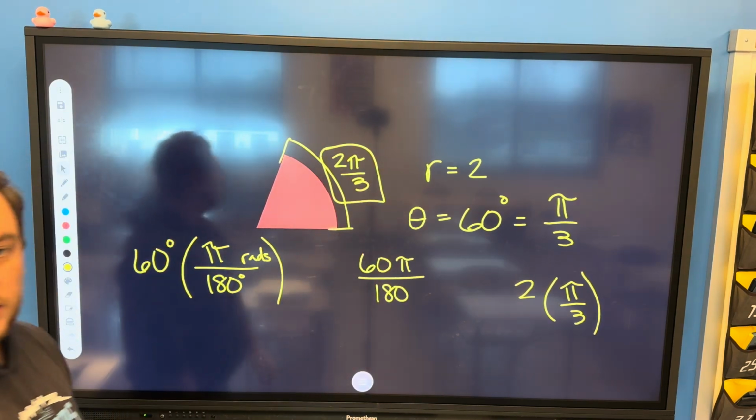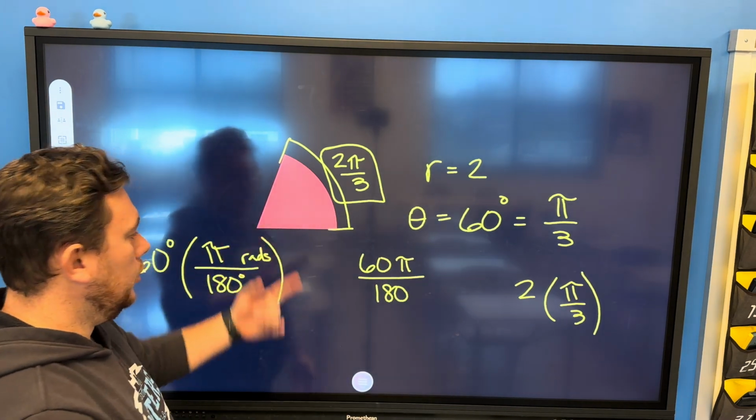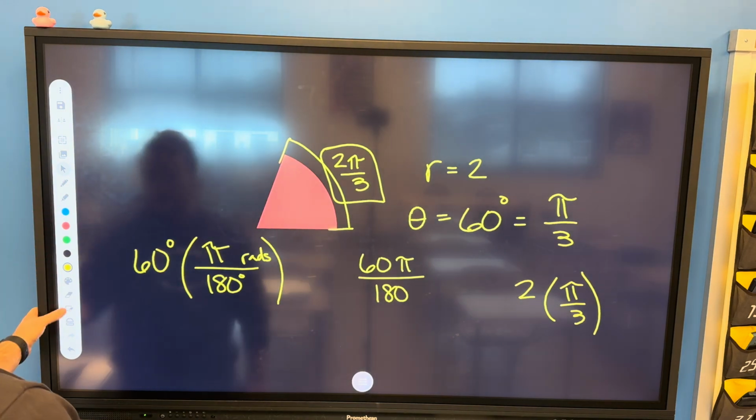That's the arc length: the radius times the internal measure in radians. You have to have it in radians, not degrees.